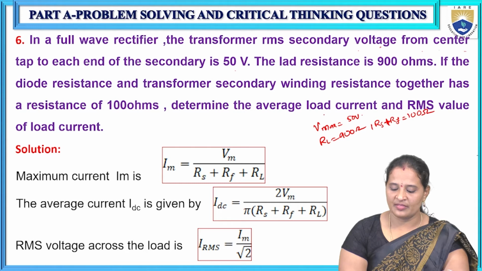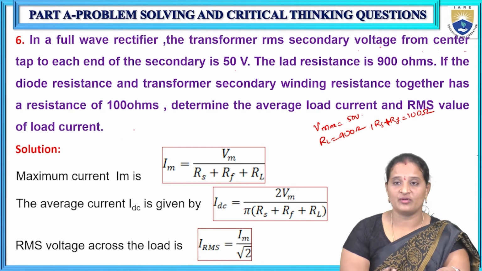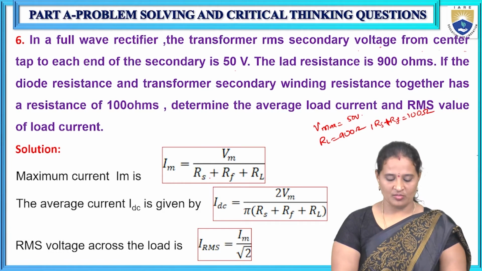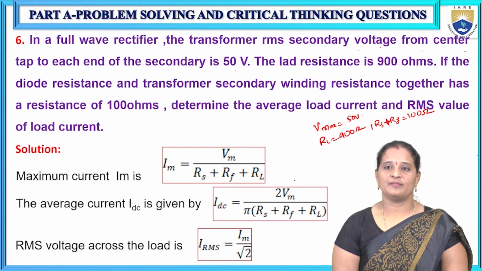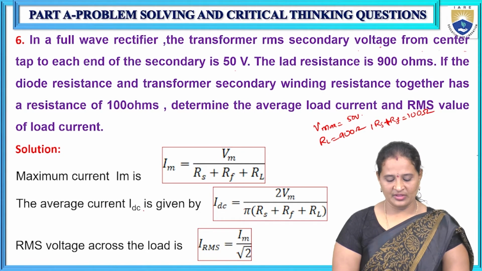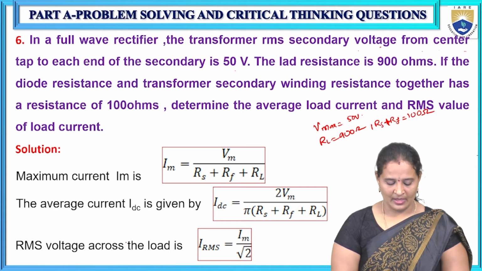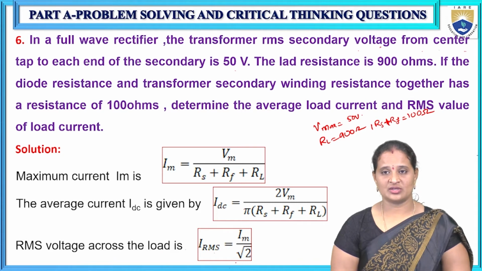Now determine the average load current and RMS value of load current. We have to calculate, and for that we need to use a formula. You know that maximum current Im for a full wave rectifier is given by Vm divided by Rs plus Rf plus RL. Similarly, the average current is given by 2Vm by Rs plus Rf plus RL, and the RMS current across the load resistor, IRMS, is equal to Im by root 2.